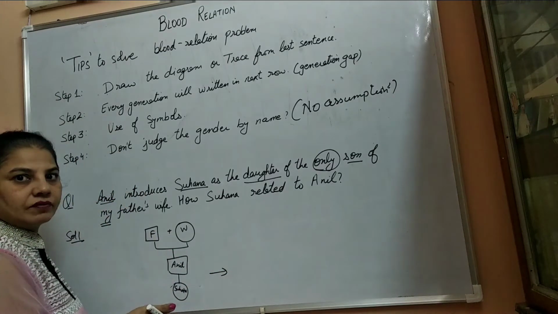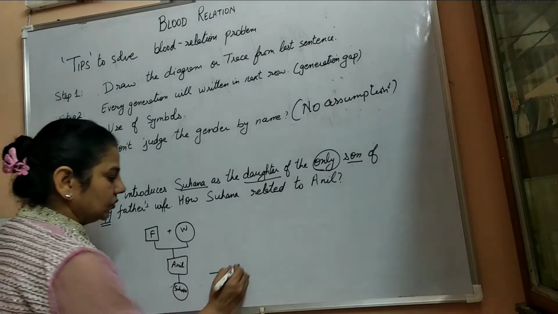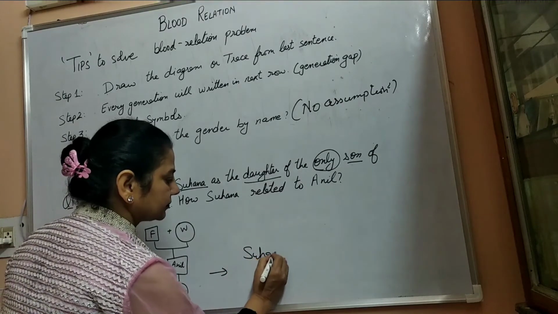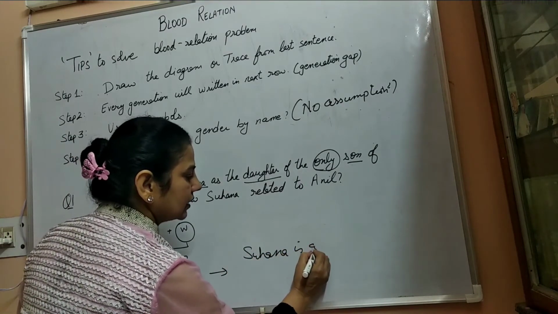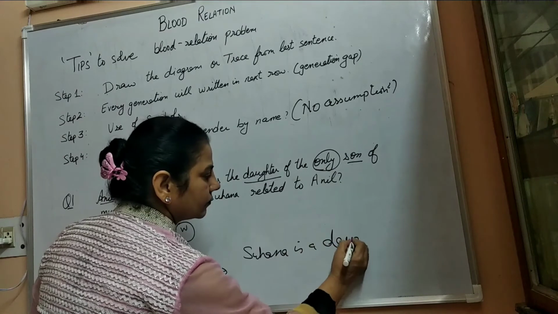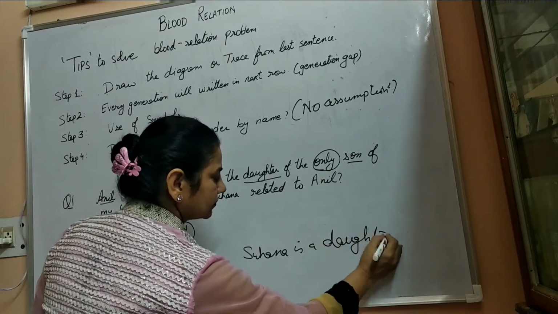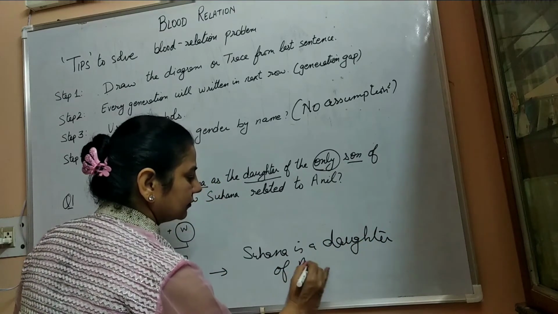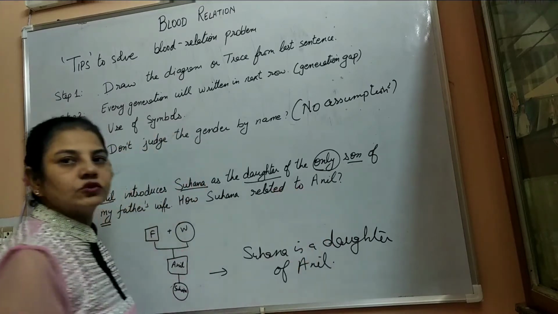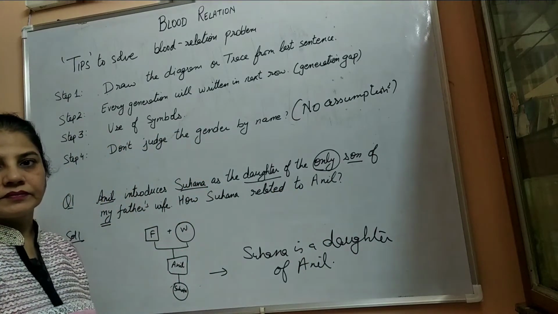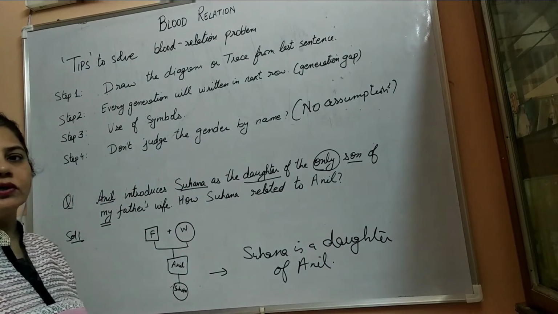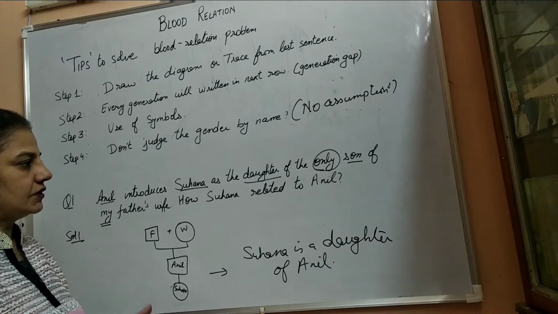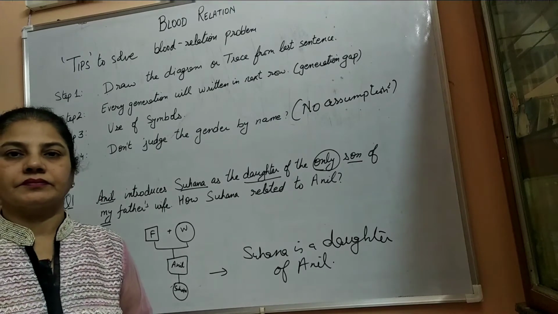As soon as you draw the diagram, it is very clear to you that Suhana is a daughter of Anil. Suhana is a daughter of Anil. This is how you have to solve the blood relation problem. Let us proceed with some more questions on it.